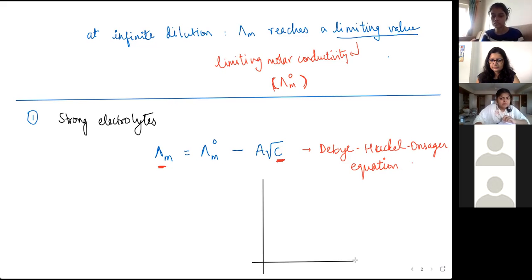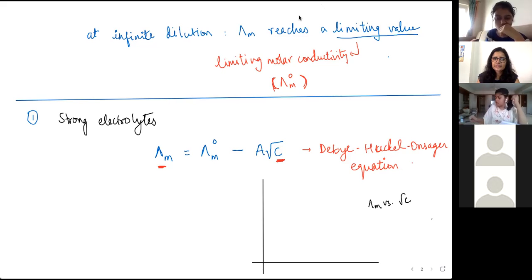Exponential, I think. Math people, what equation is it, linear, quadratic? I'm talking about lambda m versus root c. Just put variables in their place and see what it looks like. If this is y equal to a constant, minus a is also another constant, into root c, another variable, what kind of graph will this equation make?